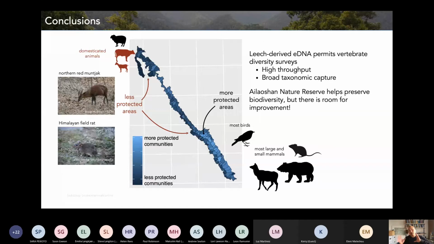So, going back to the original question, the nature reserve does preserve biodiversity. We see that it's working, right? But there's clearly a lot of room for improvement. And we know now where that improvement should be.